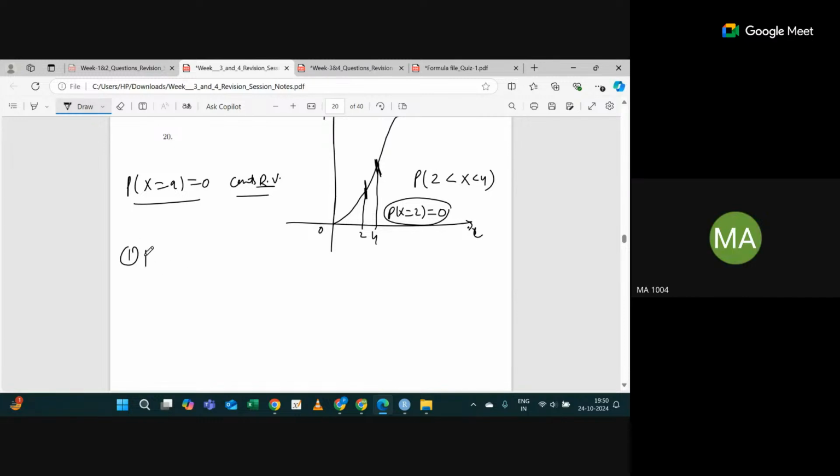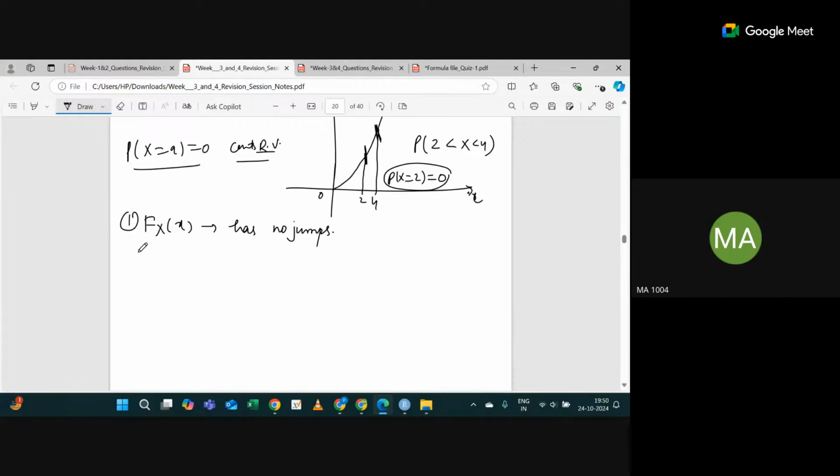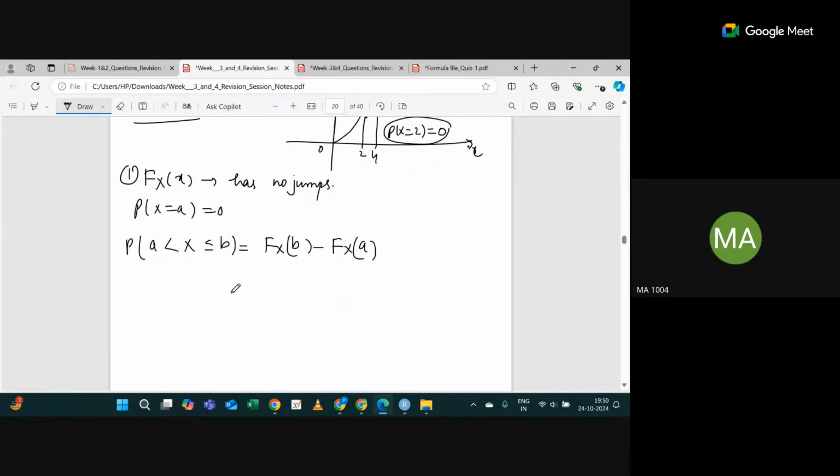So the properties are: this CDF plot has no jump. Another one, probability at a singleton point is 0. One property we have seen in the case of discrete: we have seen it was F_X of b minus F_X of a, right? And we have seen this also.